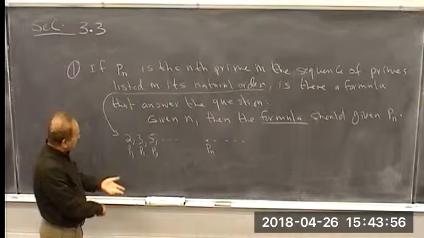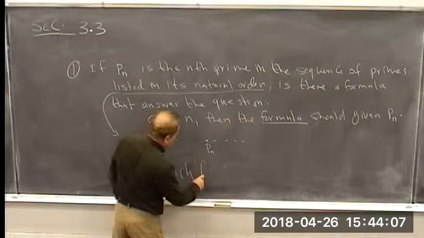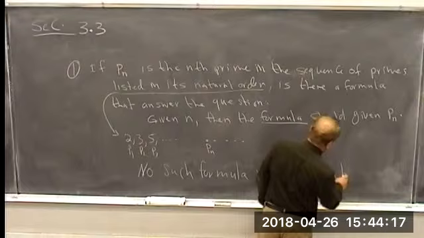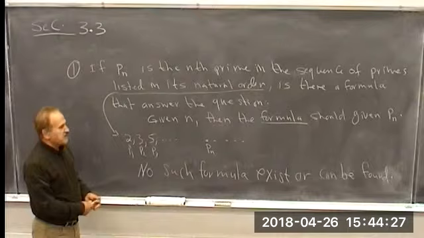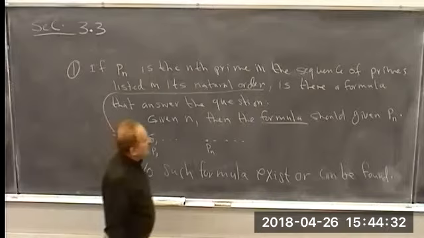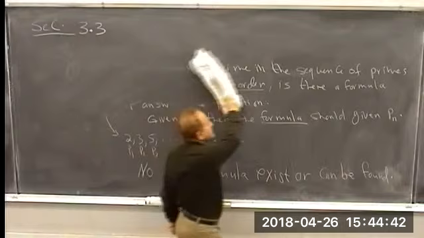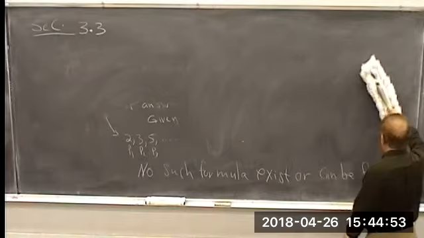The answer to this question is no. There is no such formula that exists or can even be discovered or found. There is no hope of being able to answer this question. So let's go with a less demanding question. We may ask, is there an algebraic formula that gives just prime numbers? Second question: not all the primes, just the values that are produced by this formula only give a prime.